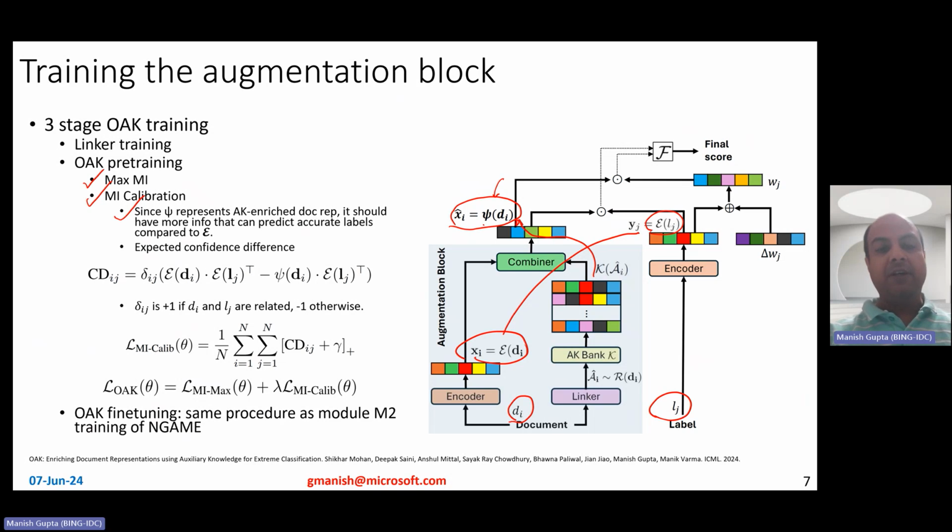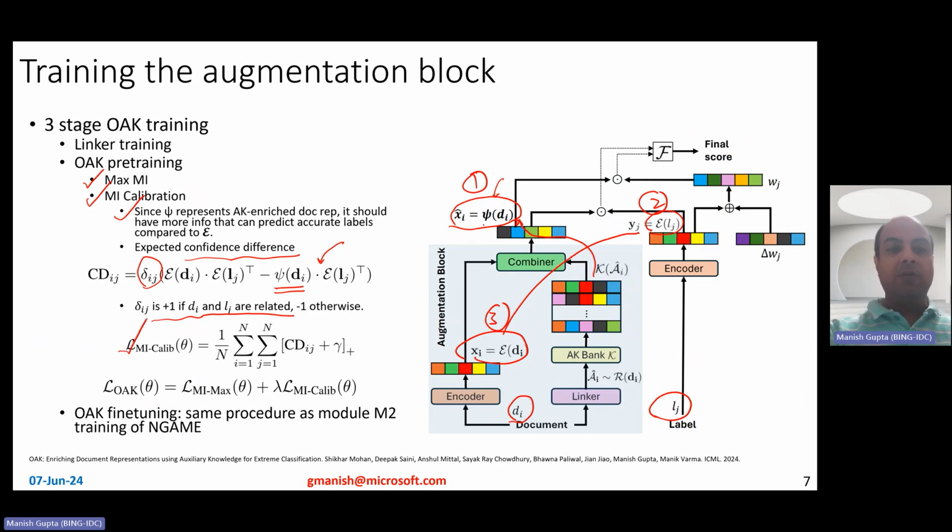So what we want to do is compute the confidence difference: how much more confident the model is thanks to coming up with an AKP, or auxiliary knowledge piece, enhanced representation for the document. When delta ij is +1, that is when document di and label lj are relevant, you want to ensure that the similarity between 1 and 2 is higher than the similarity between 2 and 3. That's what is encoded in this MI calibration loss.